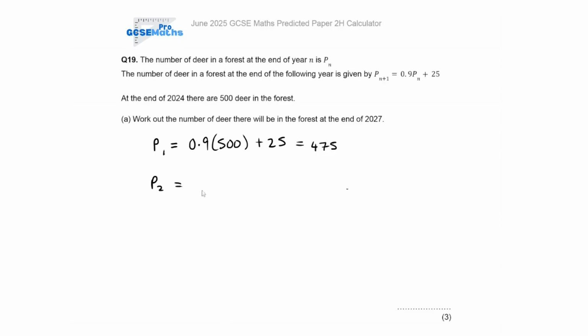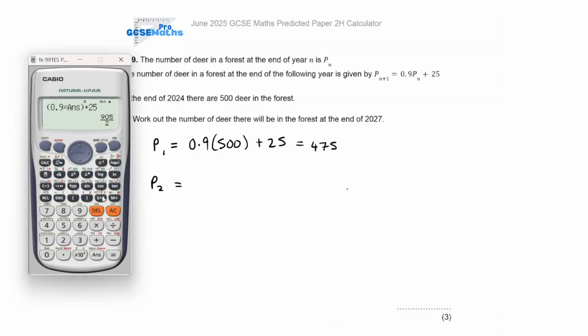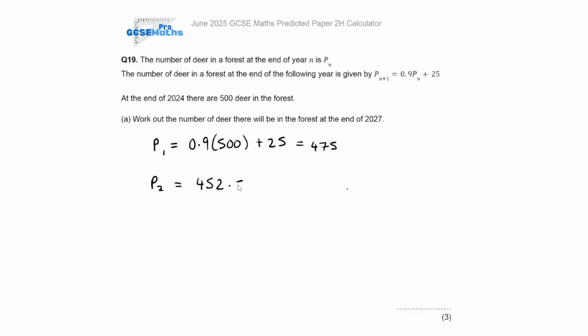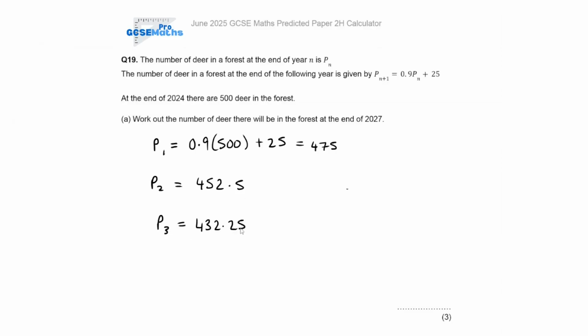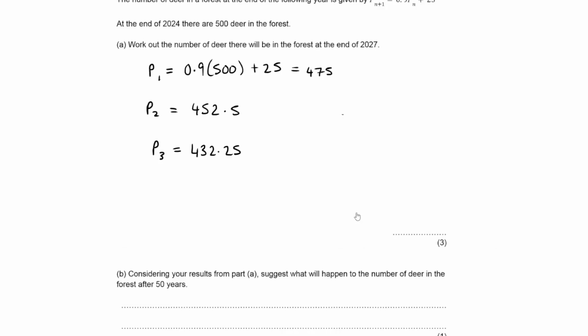P2 would be 2026. I'm not going to rewrite the whole equation again, just press equals in my calculator. So 2026 is 452.5. And then we want 2027, so that's three times. The last one, press equals again. That gives me 432.25. So you can write that down as your answer. I guess technically because they're deer, they're whole beings, you could round it to 432. I don't think the mark scheme would be that fussy about the rounding. You could round it to 433, it wouldn't really matter, but as long as you've shown that working out, then you get all the marks.